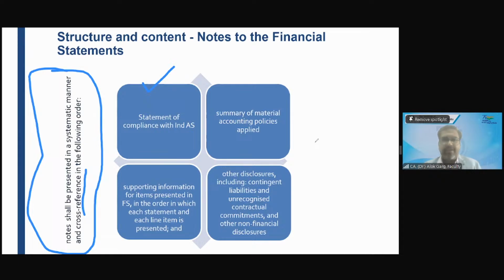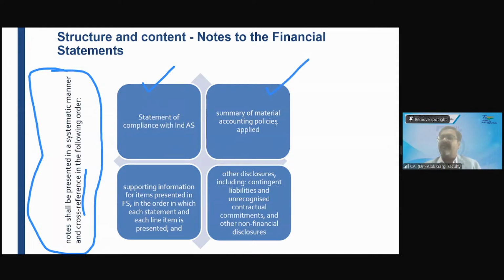Have I told you this or not? Does this sound familiar? Is it something which is heard or is it something which is blank? Yes, sir. This was discussed at the initial part of today's meeting. We have discussed this. Summary of material accounting policy.